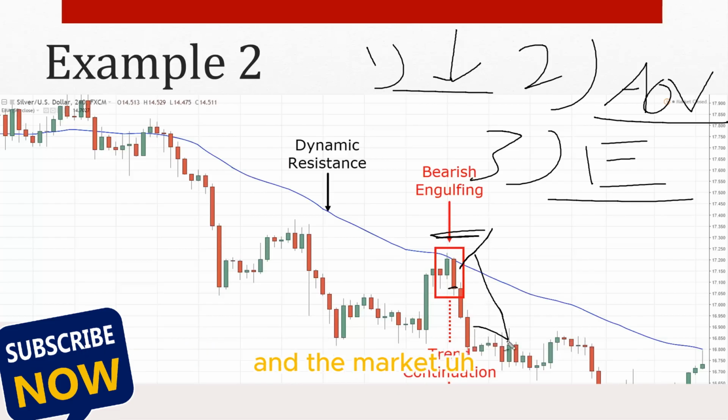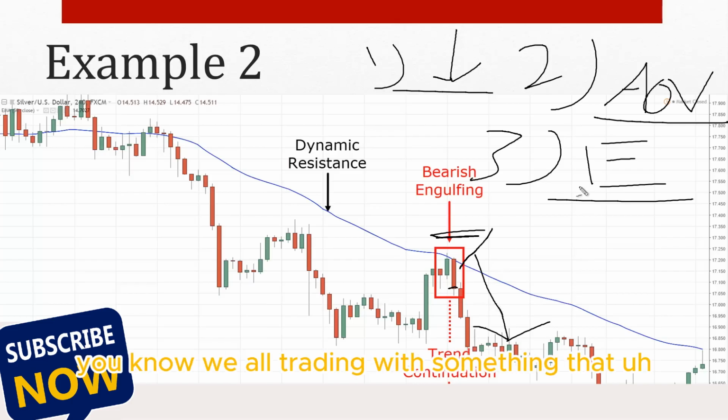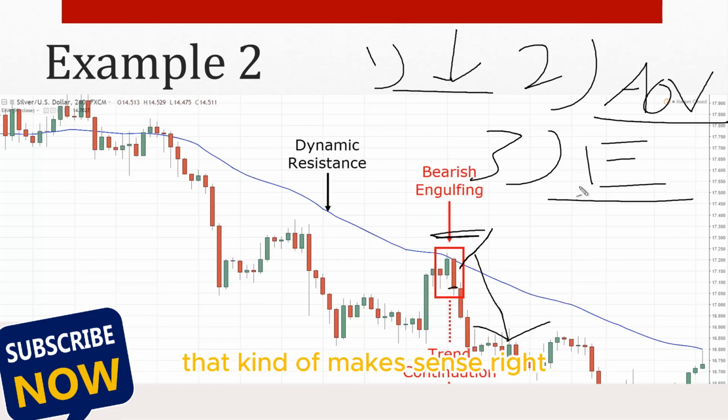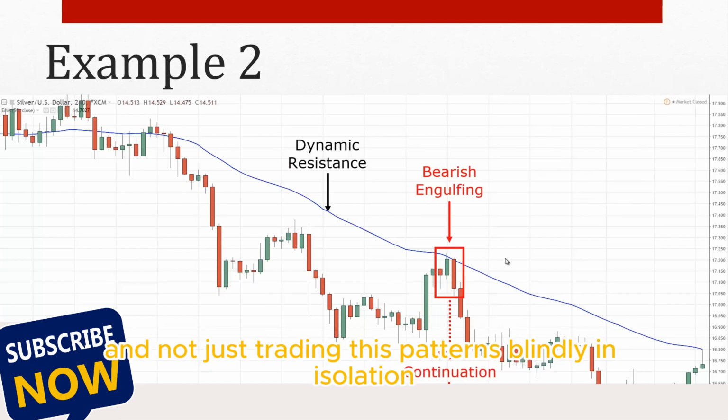And the market, to see if the market can continue lower. So now you can see that, hey, we're all trading with something that kind of makes sense, right? Based on what the market is telling you, and not just trading these patterns blindly in isolation.